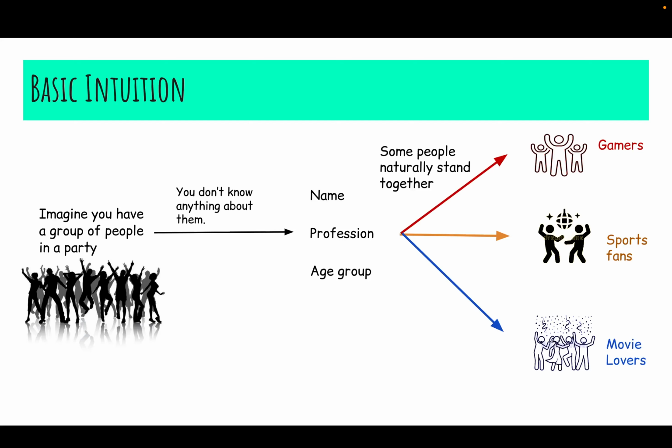So what happened here is, though those people were initially strangers, they ultimately found a way to interact with each other and they found a common interest among themselves. So they formed those groups. Now, this is the core idea behind k-means, where its goal is to identify these groups automatically.